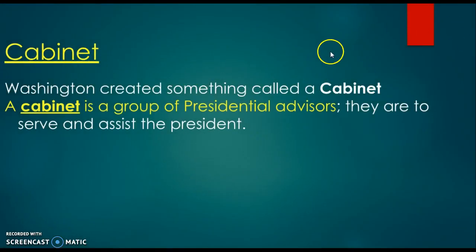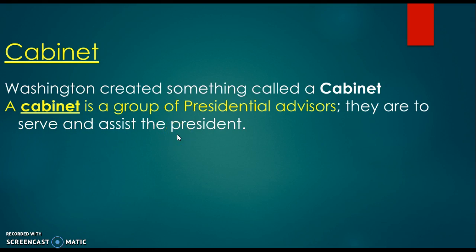Up in the upper right-hand corner, you'll see where it says First Cabinet. Right next to the words First Cabinet, I want you to write the definition. Washington created something called a cabinet. Now, a cabinet is a group of presidential advisors. That's what I want you to write up in the upper right-hand corner. They are to serve and assist the president.